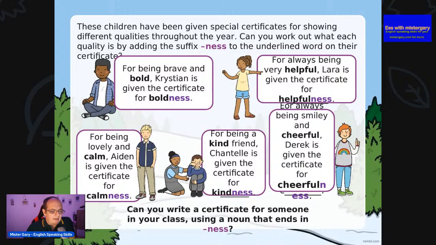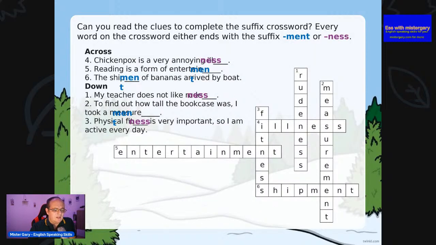Good. For being lovely and calm, Aiden is given a certificate for calmness. For being a kind friend, Chantel is given a certificate for kindness. Kindness is very important and underrated. For always being smiley and cheerful, Derek is given a certificate for cheerfulness. Of course he is. Well done, Derek.